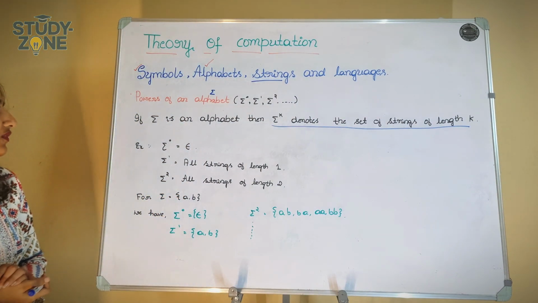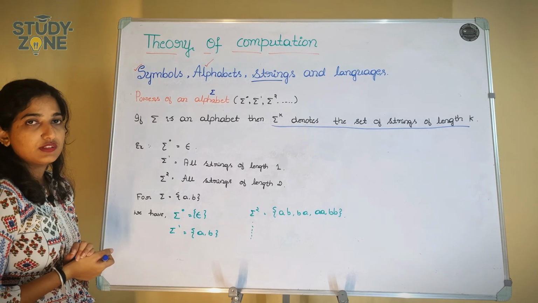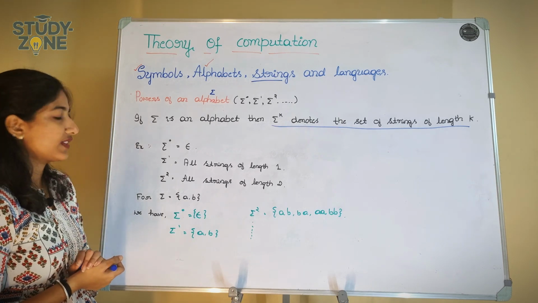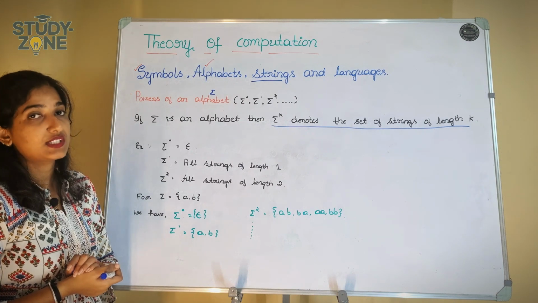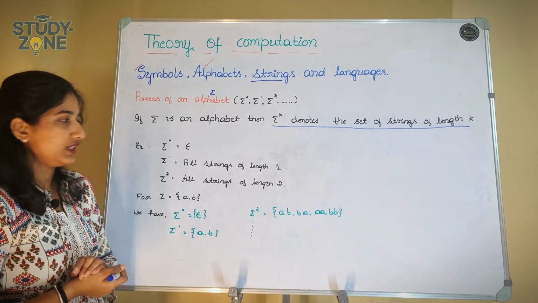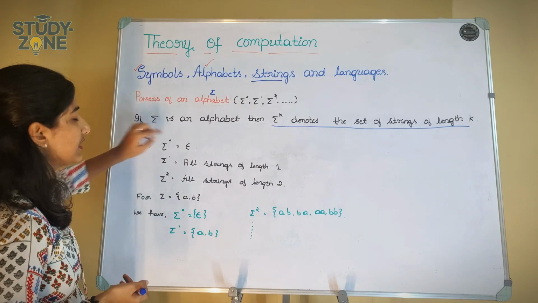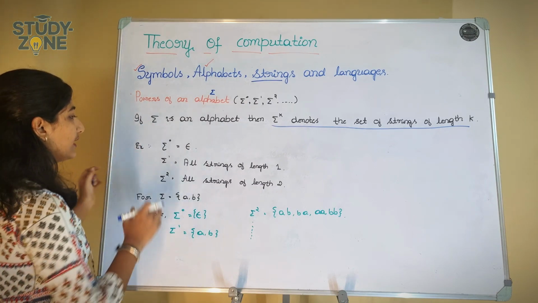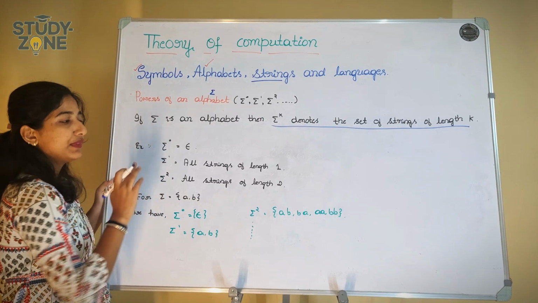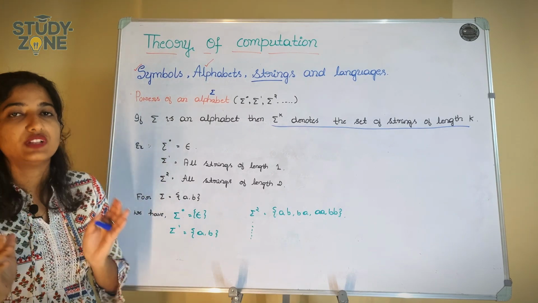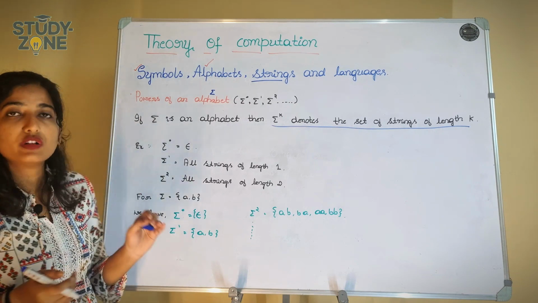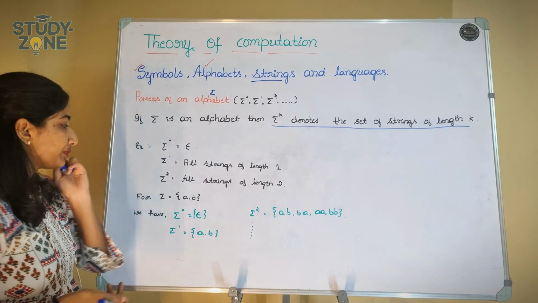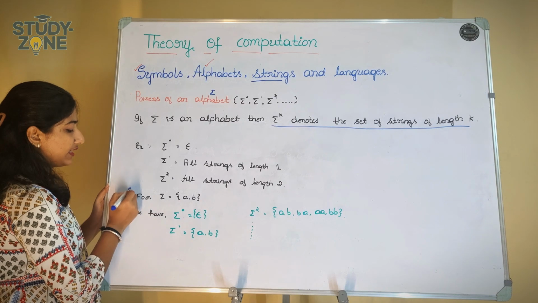So let us take one example. Sigma to the power 0 will be epsilon, correct? Which means nothing, the empty string. And then sigma to the power 1 means all strings of length 1. Sigma to the power 2 means all strings of length 2. So let us take this example.